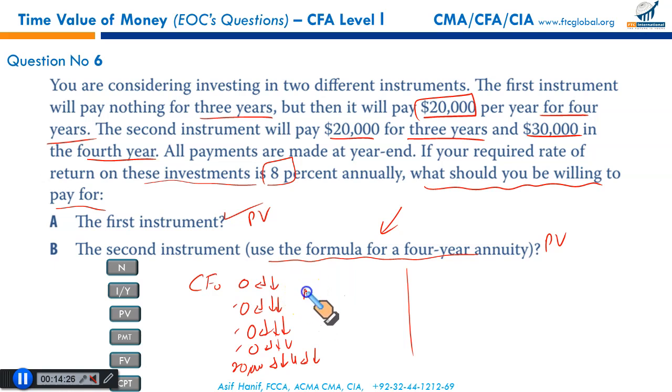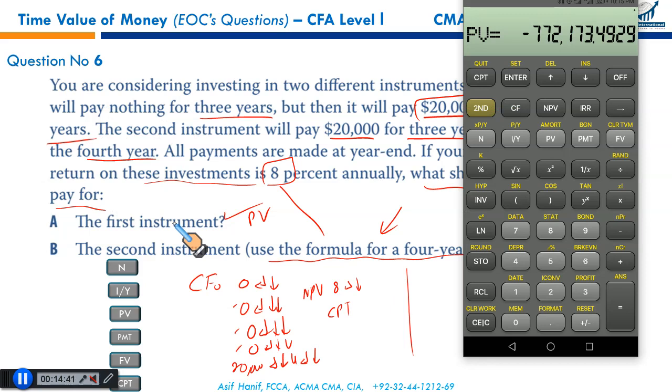So you will press NPV. 8% is the rate. Enter, down arrow key and then simply compute, and you will get your present value, or what you will be willing to pay for this investment right now. So plug in the numbers and you'll get your result.